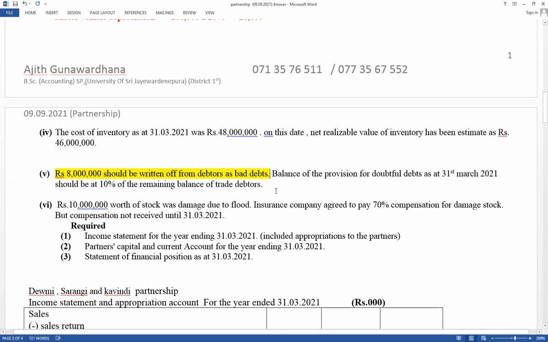Remember, there are 2 transactions. First one, impairment loss on trade receivable. It is called bad debts.